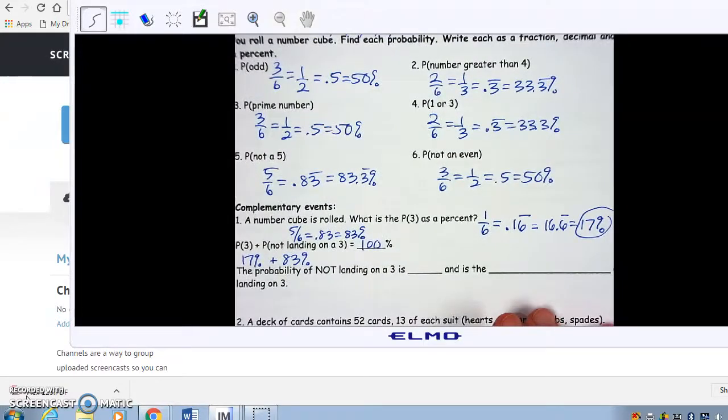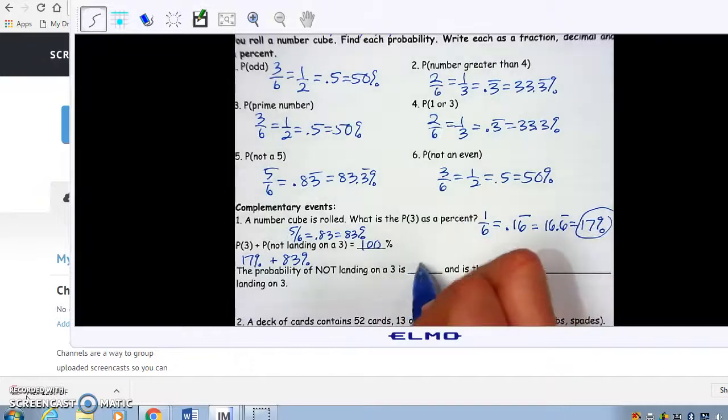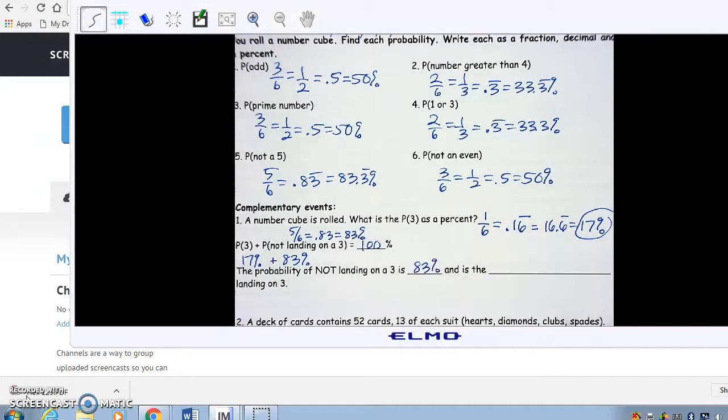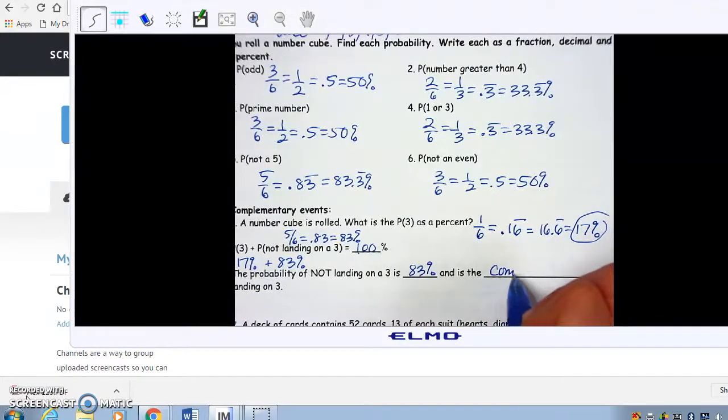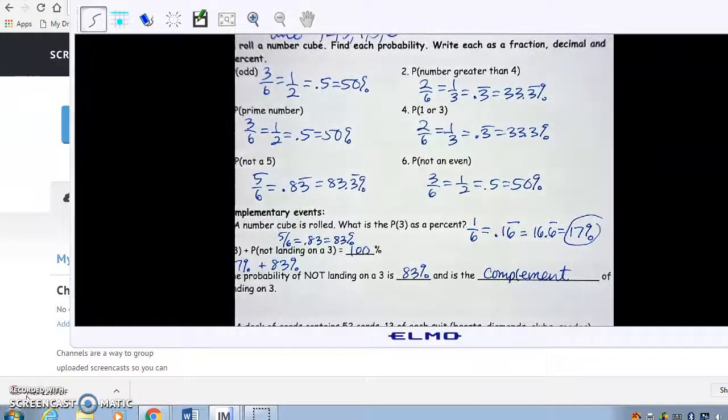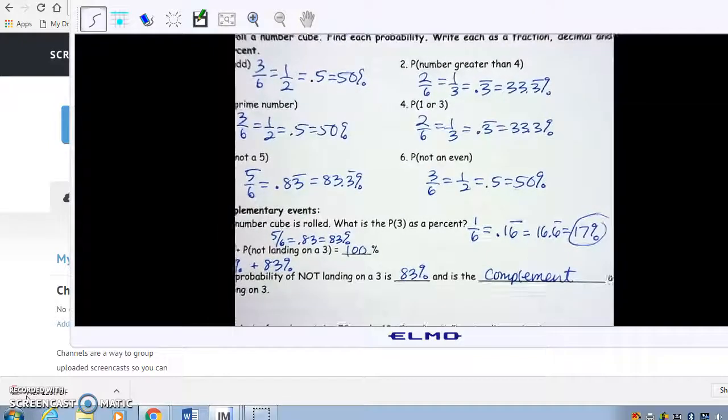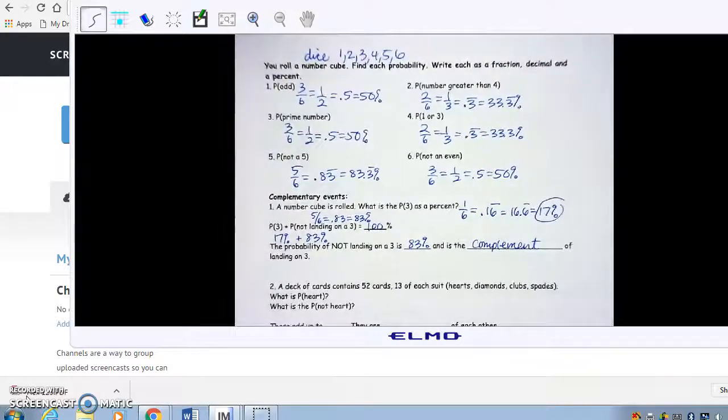The probability of not landing on a 3 is 83% and is the complement, kind of like the other half, the complement of landing on a 3. The other portion. Either one event happens, I land on a 3, or it doesn't. I land on something else. So these always add up to 100% complementary events.